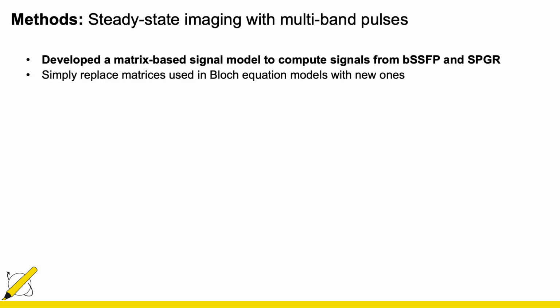So we describe in the paper a matrix-based signal model that allows us to compute signals that we would expect from balanced and spoiled sequences. And the conclusion from that is that if you look at the way the matrices have been redefined, you can use those in well-known expressions for steady states for balanced and spoiled sequences, but replacing the matrices that you would have from your normal Bloch equation model with the more complex model instead.